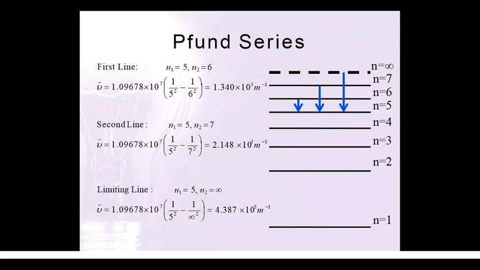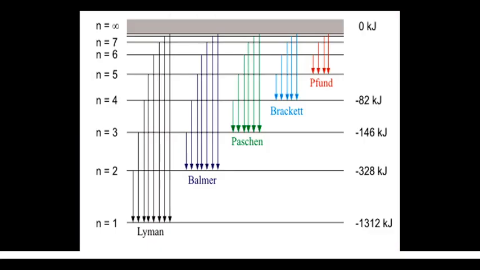Clear? So that's about the hydrogen spectrum having 5 series: Lyman, Balmer, Paschen, Brackett and Pfund series. Lyman in ultraviolet, Balmer in visible region, Paschen in infrared, and so on. So with this we can conclude today's class.